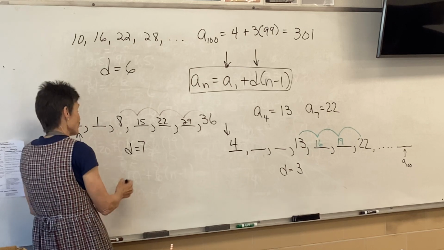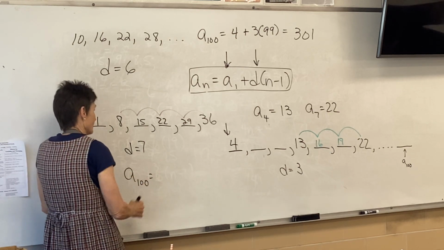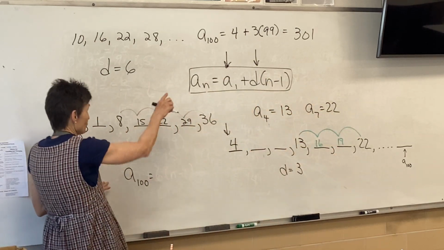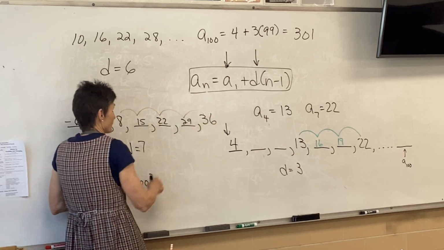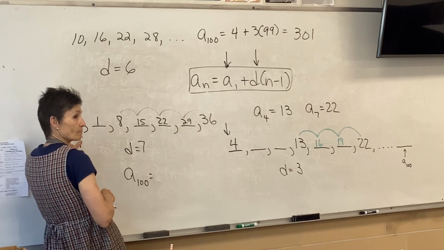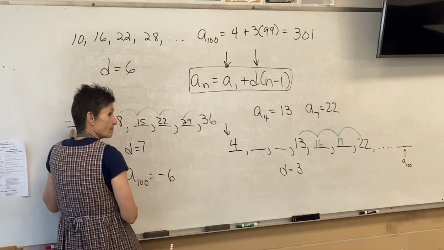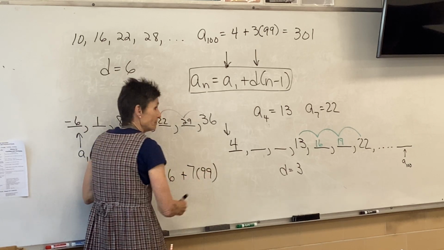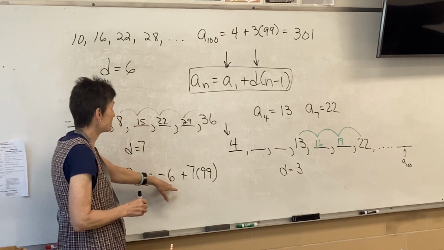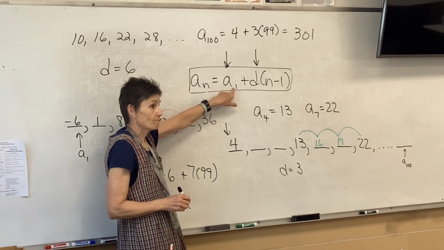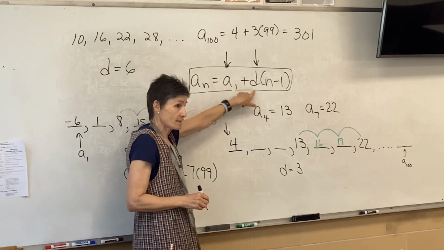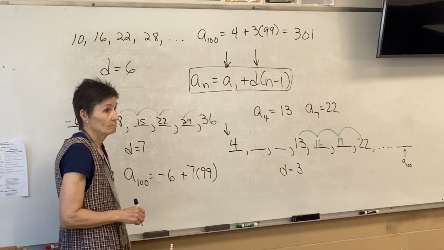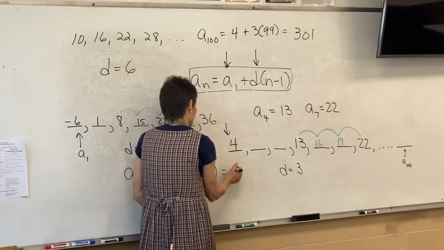Now, what's the 100th term going to be? Let's clear out here somewhere. What's it going to be, the 100th term? Well, look at your formula. A sub 100 will be what? -6 plus 7 times 99. Okay, negative 6 is the first term. 7 is the common difference, and n is 100. So what'd you get for that one? 687.